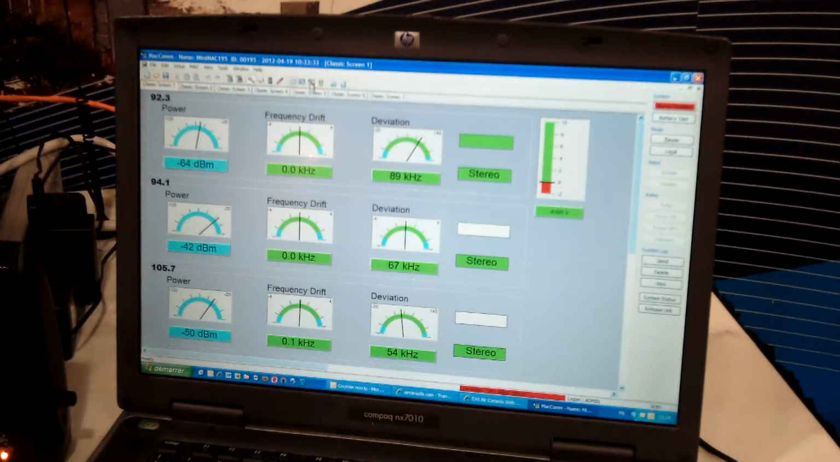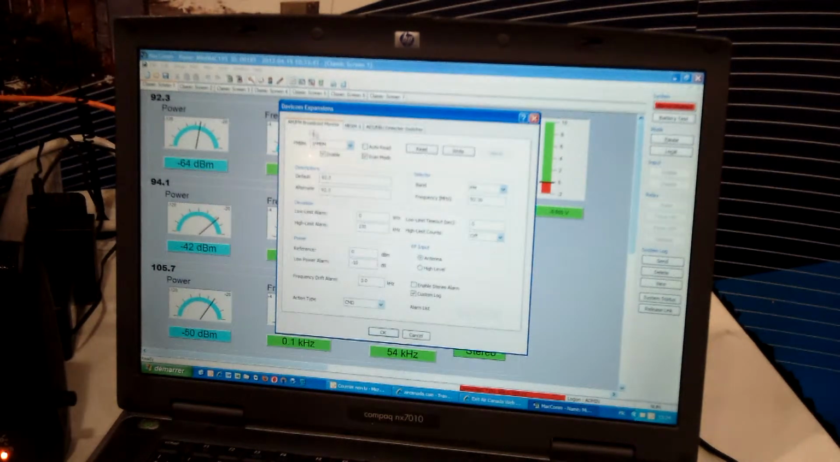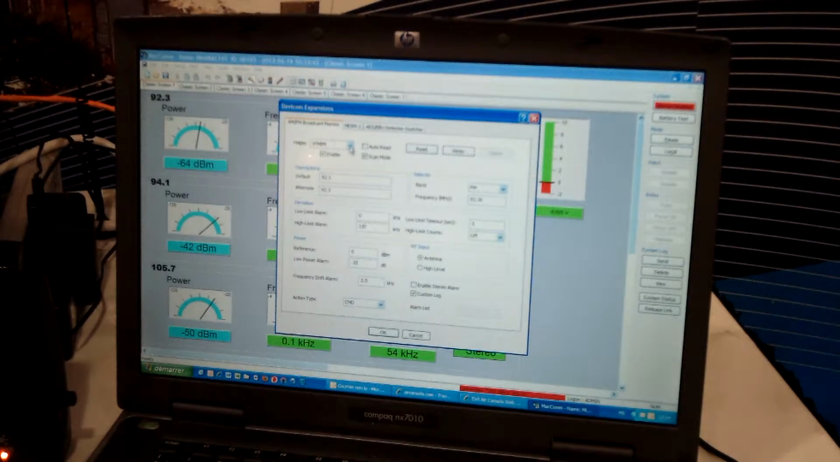To configure the FMBM, you select a normal Mac configuration, go to Devices, and then go to Davicom Expansions, and we've got the AM/FM broadcast monitor here. So you can select up to 8 channels. We've enabled scan mode here, and for the channels being displayed, this one is 92.3. It's in the FM band.